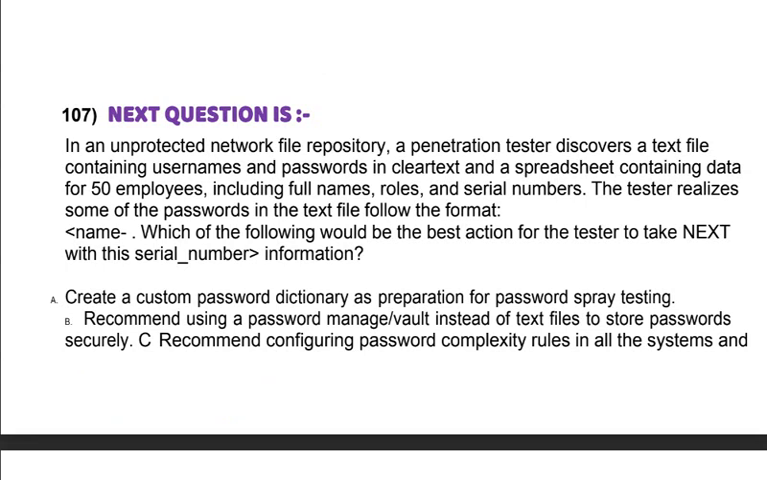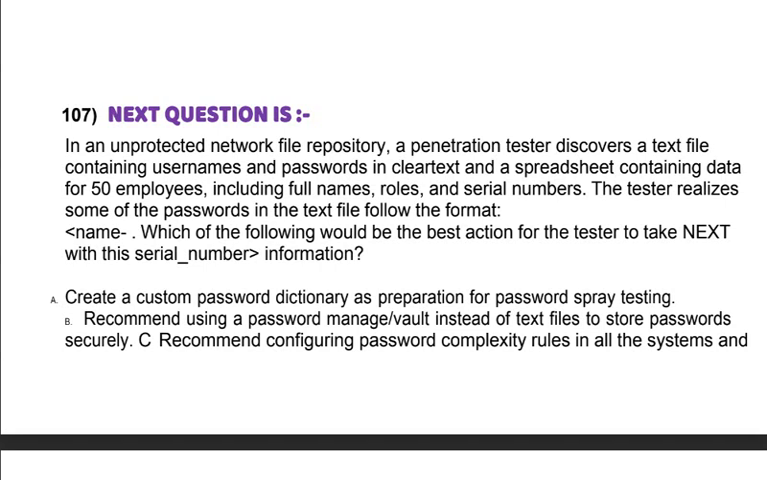Question is, in an unprotected network file repository, a penetration tester discovered a text file containing usernames and passwords in clear text and a spreadsheet containing data for 50 employees, including full names, roles, and serial numbers. The tester realizes some of the passwords in the text file follow the format. Which of the following would be the best action for the tester to take next with this serial underscore number information?